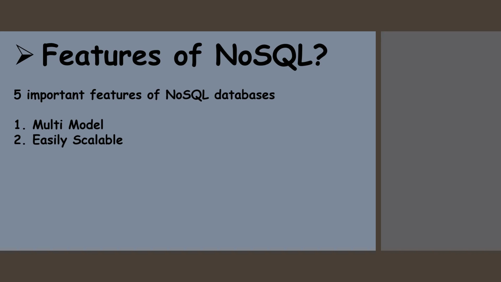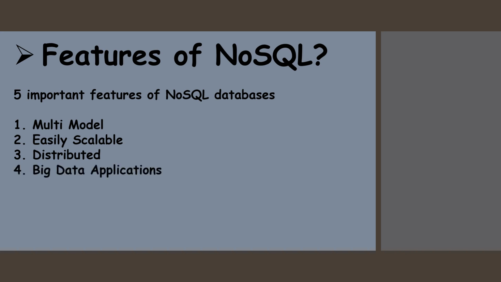The next feature is easily scalable. The primary reason to choose a NoSQL database is that it's easily scalable. Relational databases can also scale, but not easily and not at a lower cost. Next feature is distributed. Relational databases use a centralized application that is location dependent. On the other hand, a NoSQL database is designed to distribute data on a global scale. It uses multiple locations involving multiple data centers.